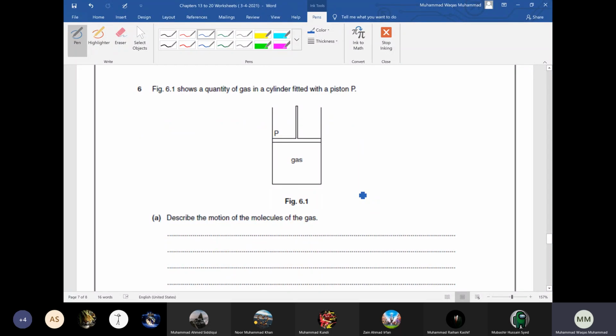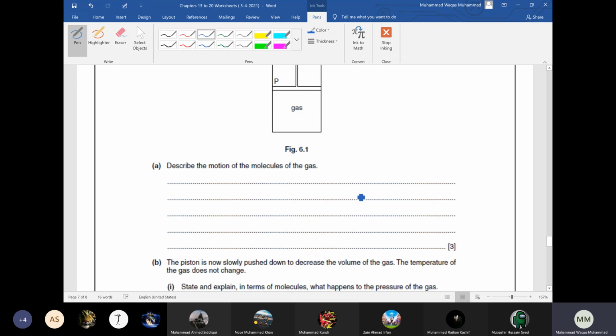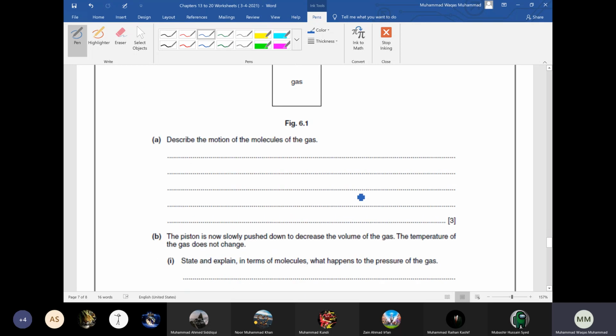Next question beta. The figure shows a quantity of gas in a cylinder fitted with a piston. Describe the motion of the molecules of the gas, and beta, this is a 3-mark question. So can anyone describe the motion of the molecules of gas, keeping in mind that it's a 3-mark question? Is it the Brownian motion or the kinetic motion?